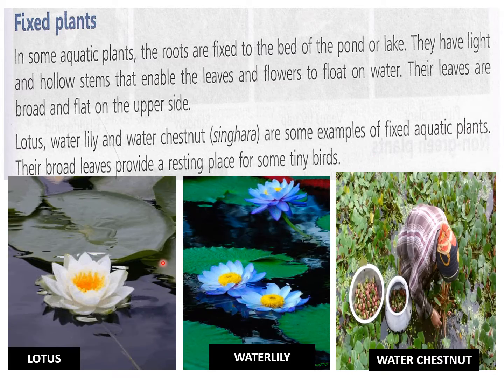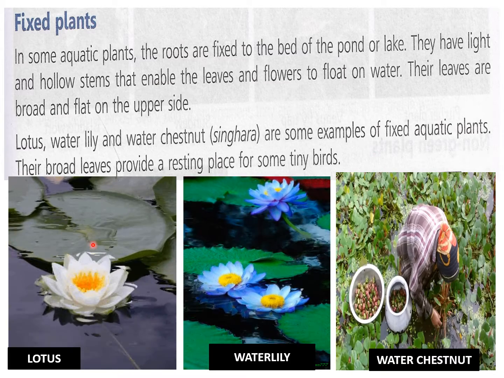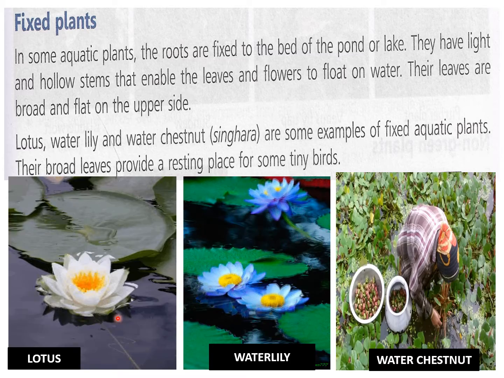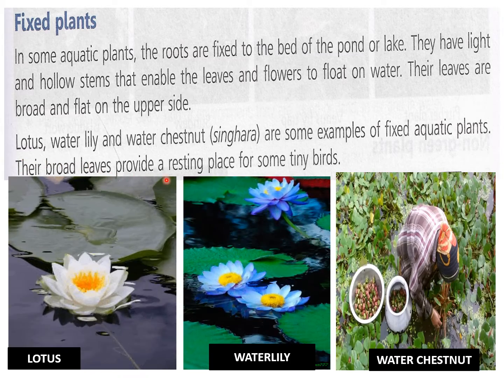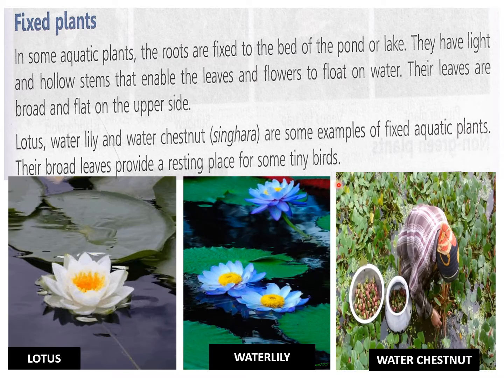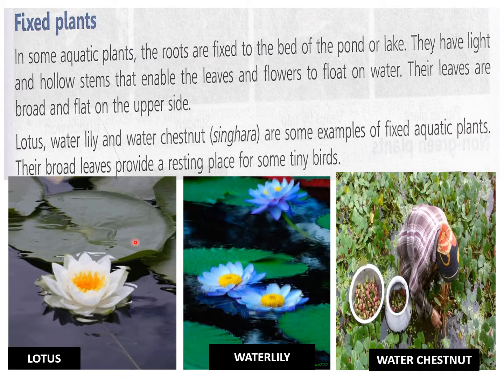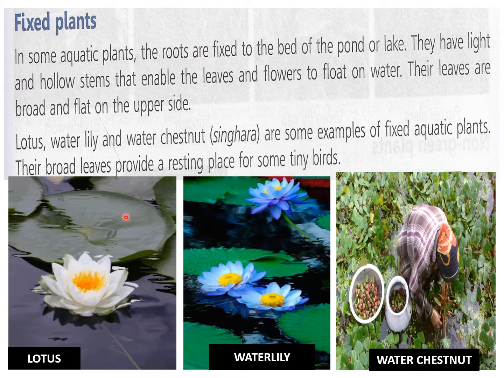Their roots are fixed at one place, but they can float on the water because of the stems that are hollow and they have air inside the stems. Their broad leaves provide a resting place for some tiny birds. Now, when the birds are flying over the lake or pond, they get tired and they can sit on these leaves because they are flat and broad and they float on the water.